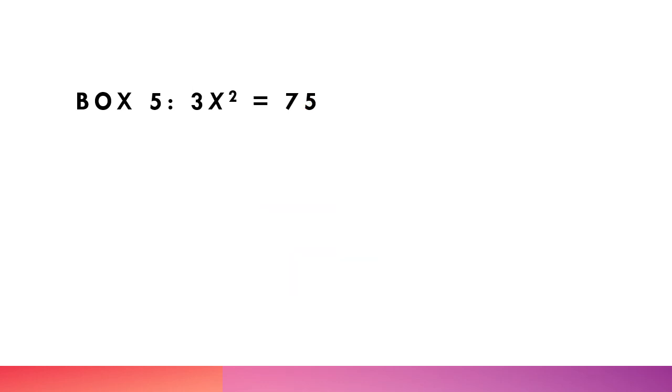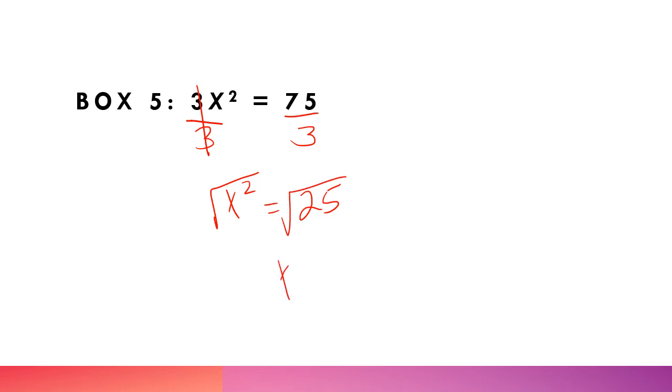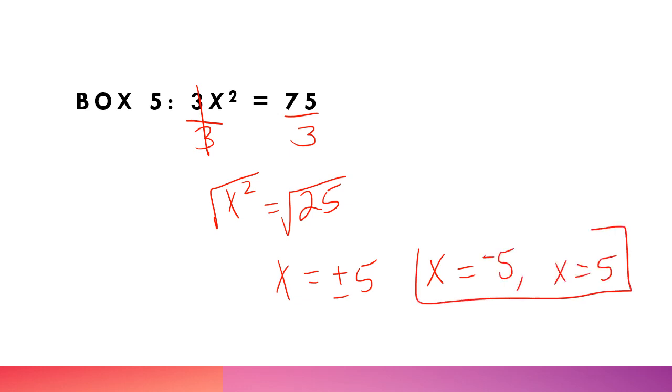Okay. Another one really quick we're going to do. So I have no c value, so I'm going straight into dividing. And I have x squared equals 25. Okay, so we're going to take the square root, and we get x equals plus or minus 5. So our solutions are x equals negative 5 and x equals positive 5.